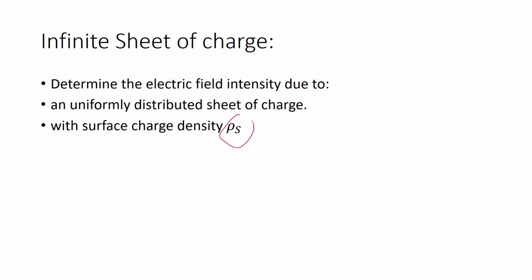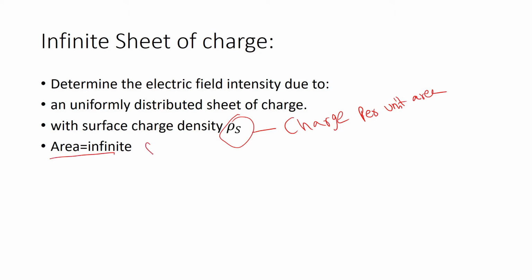The meaning of surface density is charge per unit area. And the area of the sheet in consideration is infinite square units. Hence the name infinite sheet of charge. So we try to determine the electric field intensity because of this.